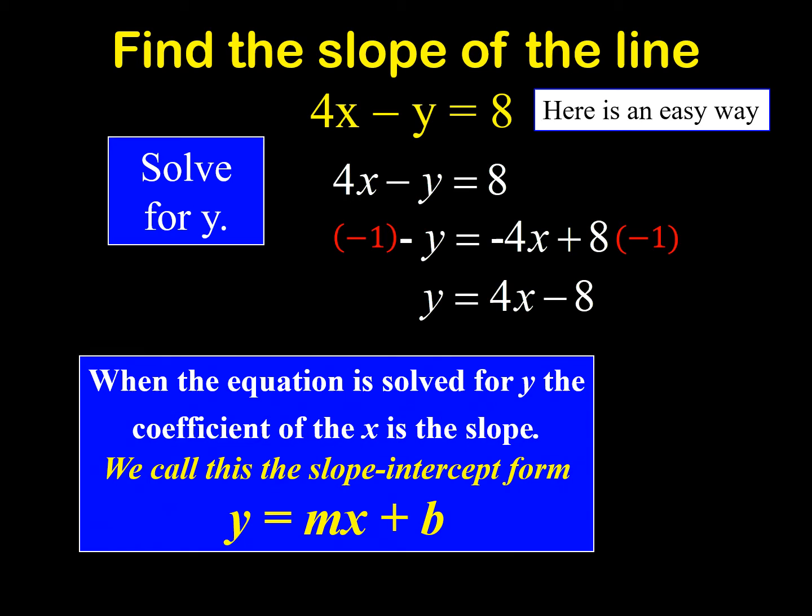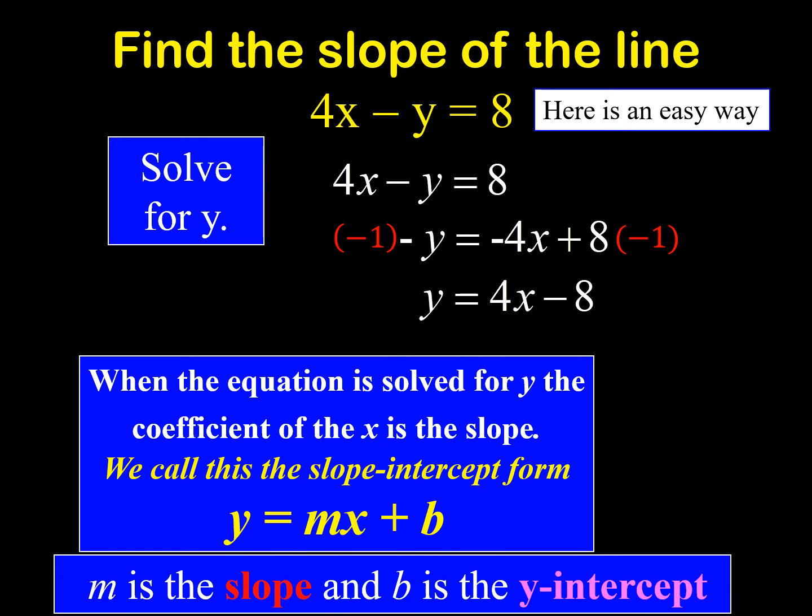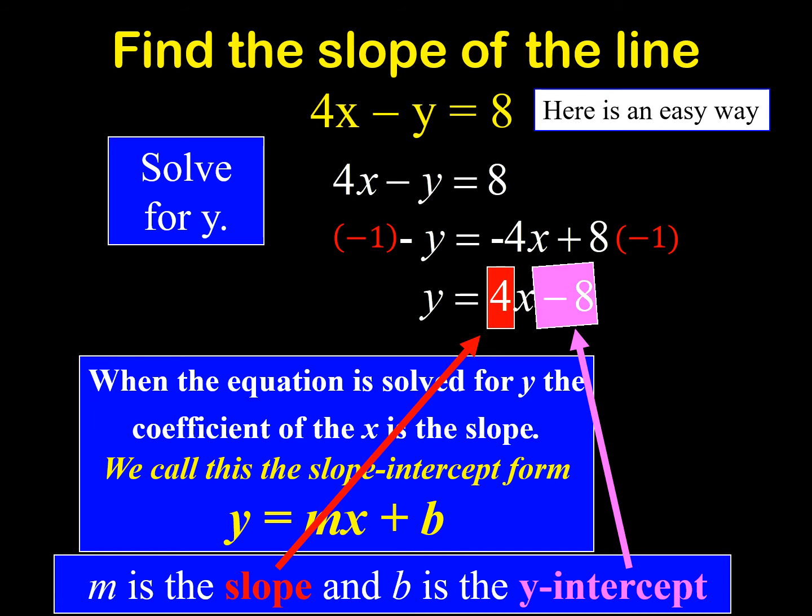So from here, when the equation is solved for y, the coefficient of the x is the slope. We call this the slope-intercept form, which is equal to y is equal to mx plus b. So m is the slope. So slope is equal to 4. And y-intercept is negative 8. That is how we get the slope and the y-intercept in a given linear equation.